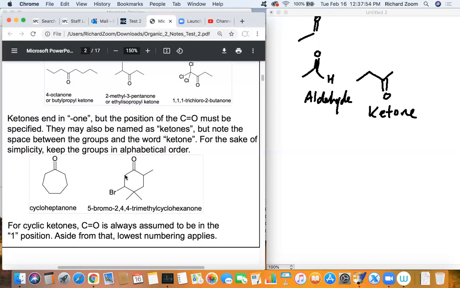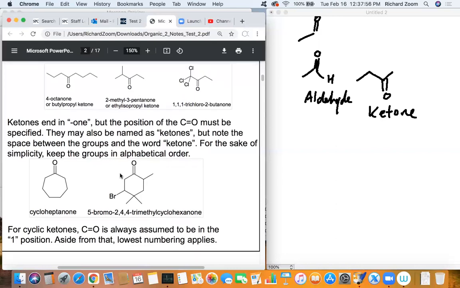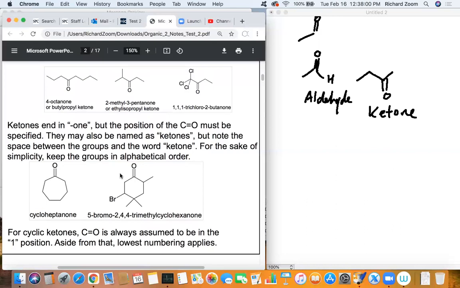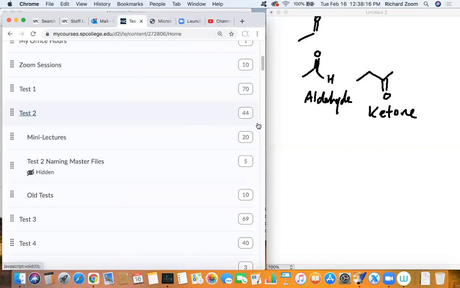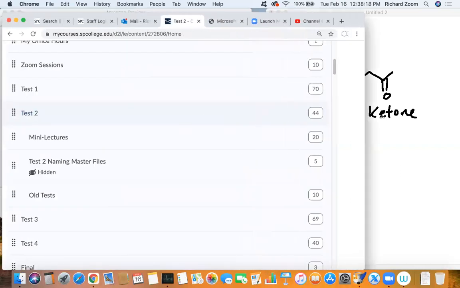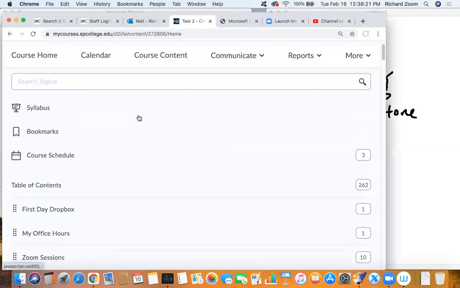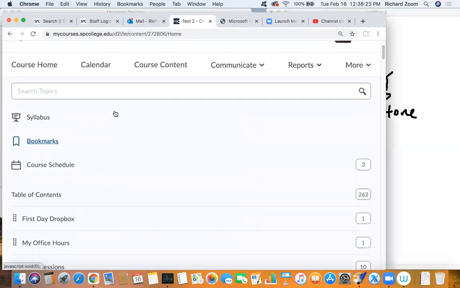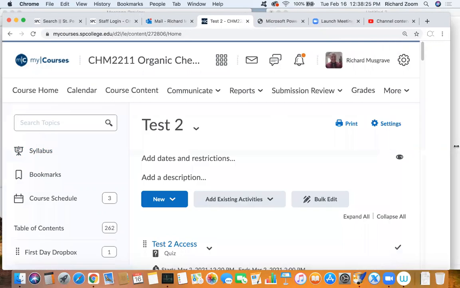Does anybody have any questions about the naming of ketones, either cyclic or otherwise? Okay, you'll find, I think, that the naming quiz for this one is going to be a little less cumbersome than the naming quiz for the other one. So let's take a look at it.